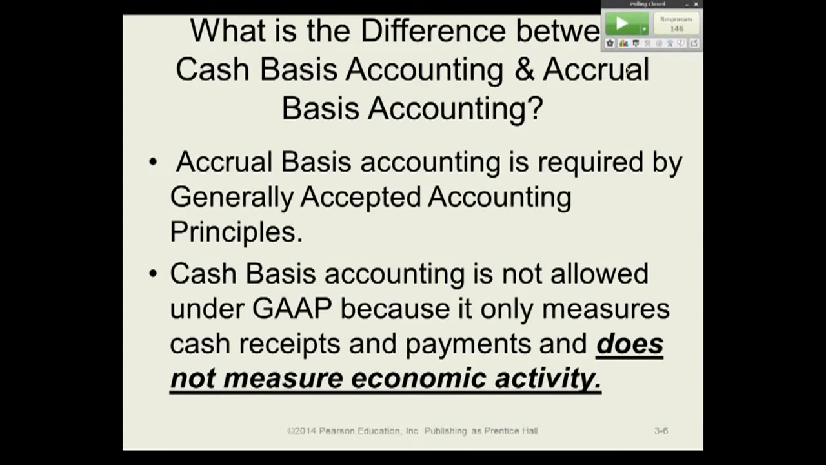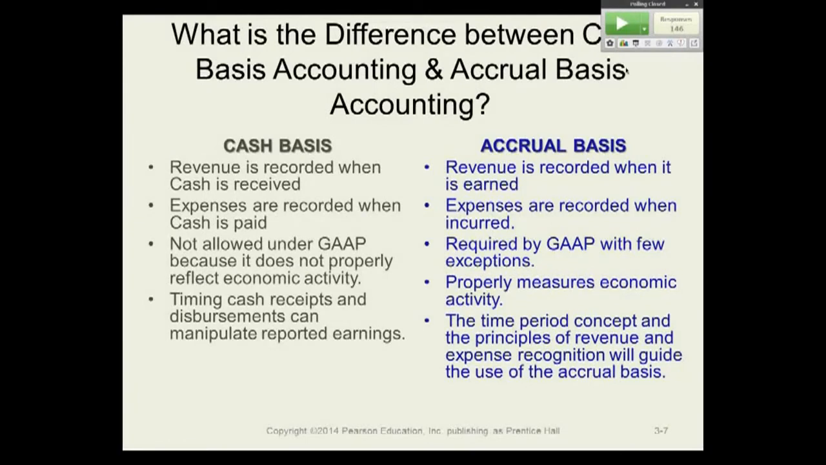So if you're on a cash basis, it doesn't measure economic activity. It just measures when you spend money and when you receive money. And again, that's not what we're trying to do in accounting. So to summarize, this is a good page for summary. It tells you that, again, we want to record revenue under the accrual basis. That's the way it should be.